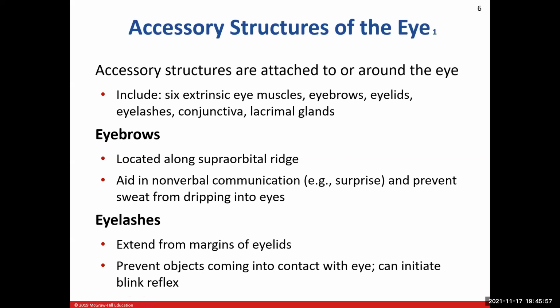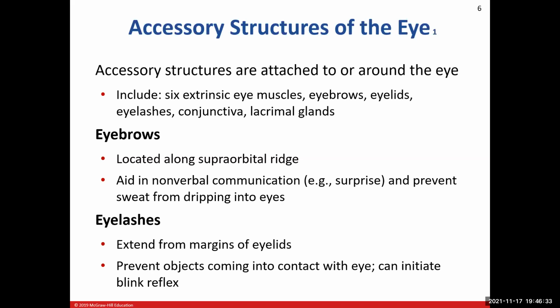So when we talk about the accessory structures of the eye, we're going to talk about a bunch of different muscles that help to move the eye around. All right, eyebrows, eyelids, eyelashes, and then the conjunctiva, which is the covering of our eye, and then our lacrimal glands. So the eyebrows we saw when we were talking about the skull there, on the frontal bone, are going to sit along the superciliary edges, or what we call the supraorbital ridge. And that's going to be along the top margin of the orbit there.